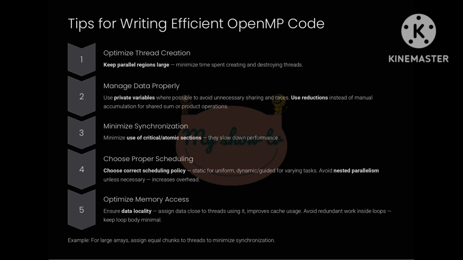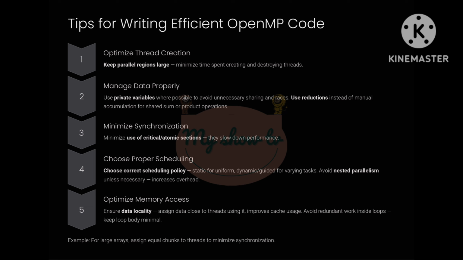Keep parallel regions large and meaningful. Instead of creating many small parallel regions, define one large block where parallelism is really needed. Use private variables for thread-specific data to avoid data races. If a variable is used inside a loop and doesn't need to be shared, make it private. Use reductions for operations like sum, product, or min, max that combine values from multiple threads. It automatically manages synchronization. Minimize critical and atomic sections because they make threads wait for each other, reducing parallelism benefits.